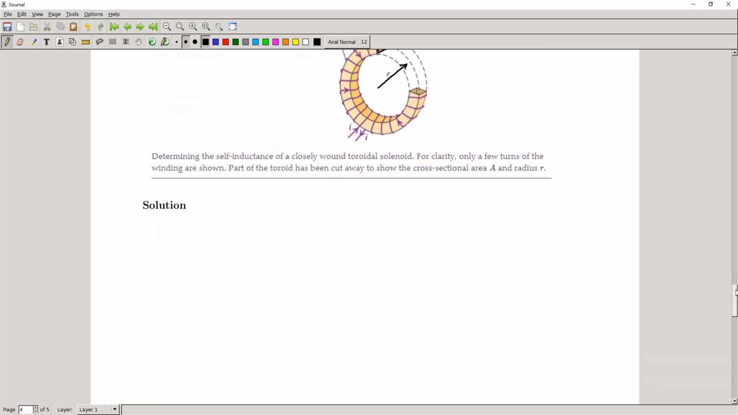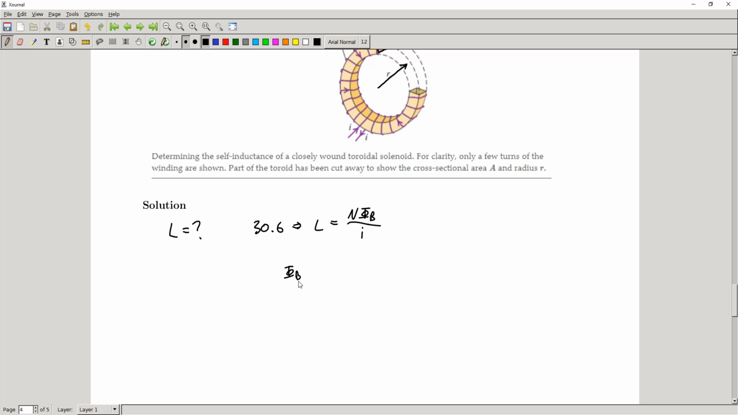We want to find L. So we want to know what is L, our self-inductance. Well, 30.6 gives us that L is equal to the number of turns in our coil times the magnetic flux through each one of those turns divided by the current going through the wire. And to get this magnetic flux, we would need to go and do that example. But I'm just going to give us the answer here.